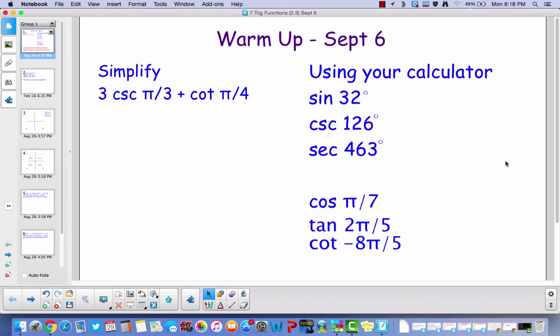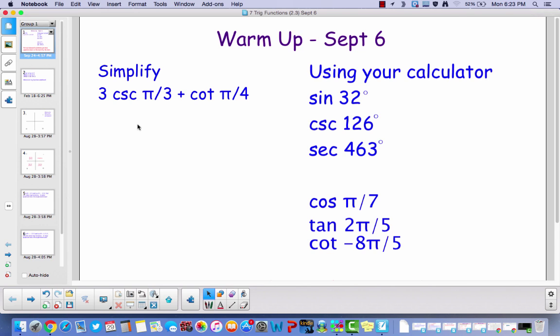Today we're going to look at some of the trig functions and their values based on what quadrant they fall in. But before we do that, would you do these review problems, please? Okay, so take a few minutes and try these. Now that you've got those done, let's see what our answers are.